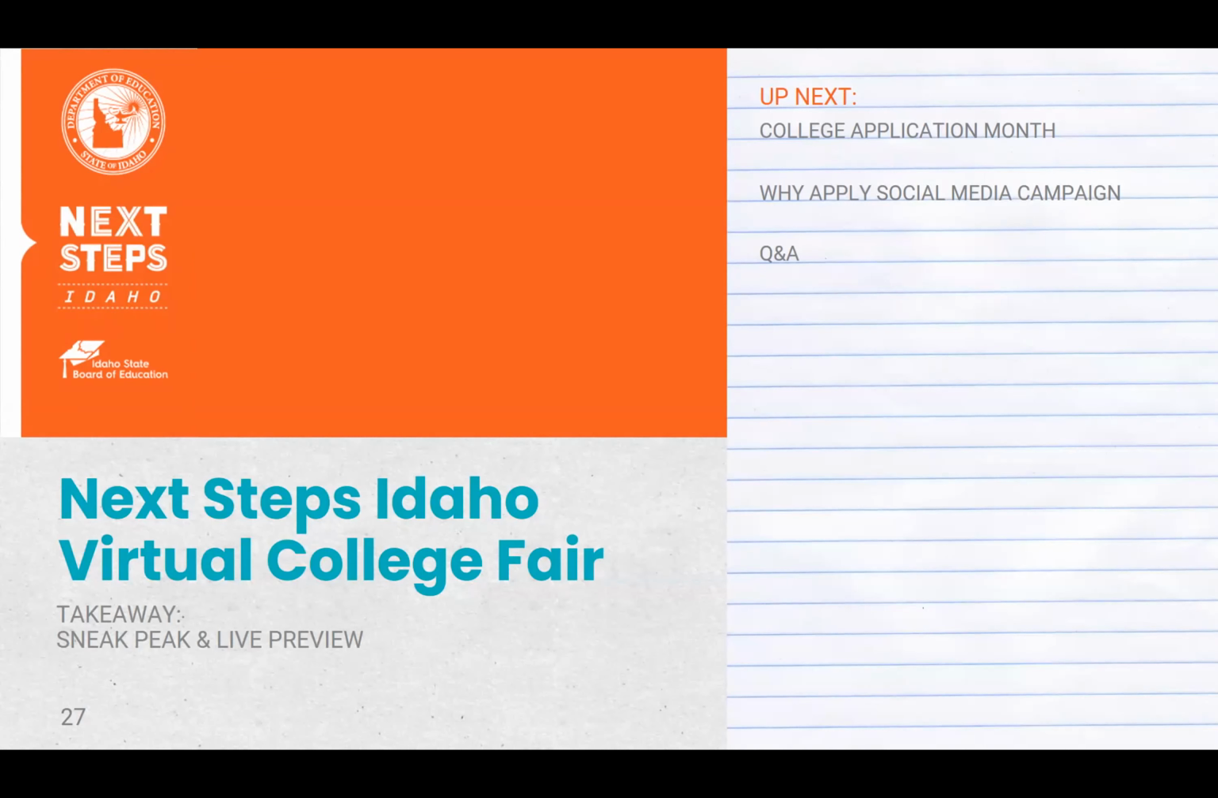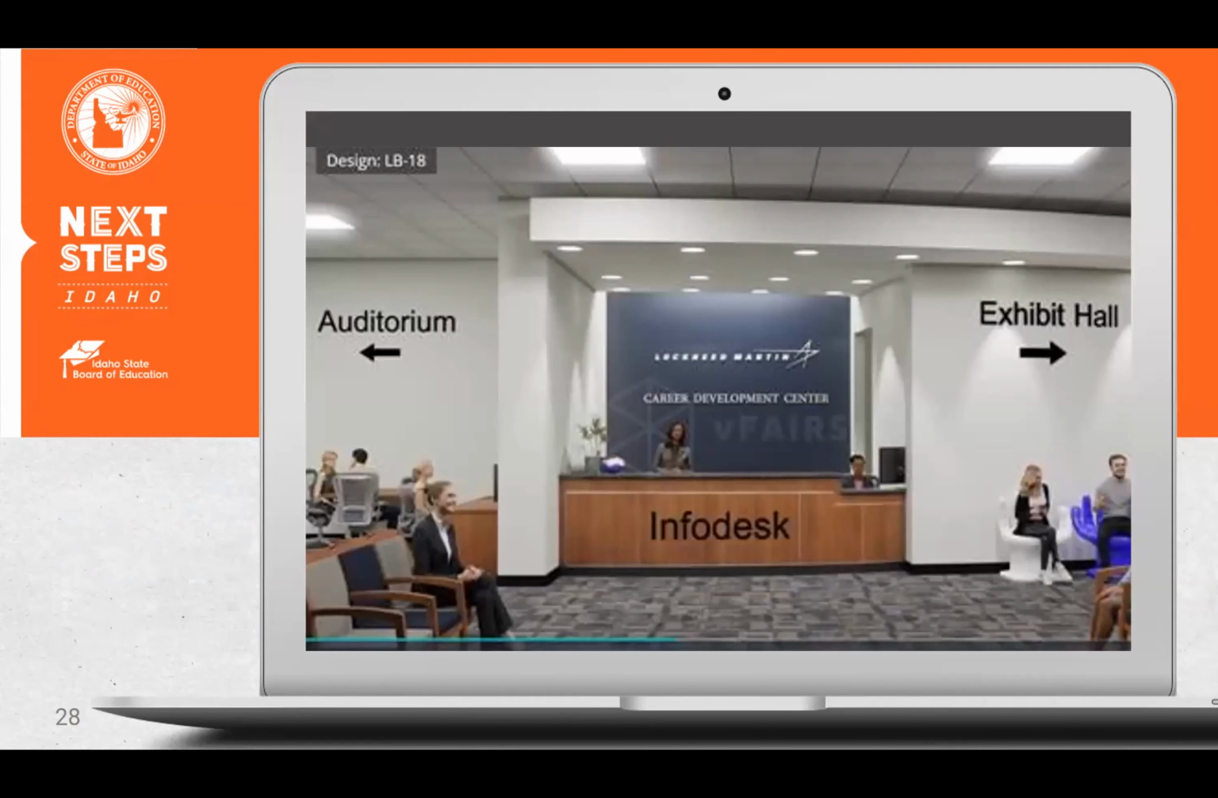So now we're going to talk about our inaugural Next Steps Idaho Virtual College Fair. Go ahead, Joan, and move to the next slide. So when a student enters the college fair, this is what the info area will look like. They'll be able to go and talk to an info desk. They'll have the exhibit hall where all of our public and private institutions will have a booth, and they'll have an auditorium where they can go and listen to live and recorded webinars.